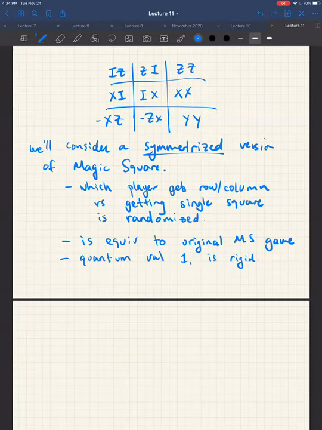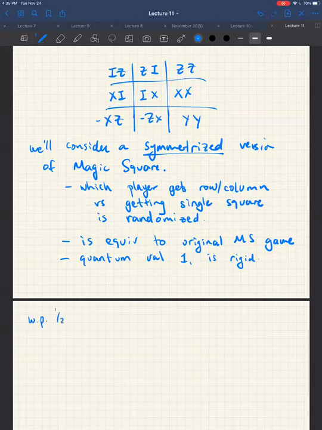So given this symmetrized magic square, we're going to do something similar to this Grillo verification protocol. So if you remember there, what did we do? We used this magic square game or many parallel repetitions of it as a subgame. And the reason we did this is because we wanted to ensure that the players were doing measurements when we wanted them to, right? So let's consider the following game.